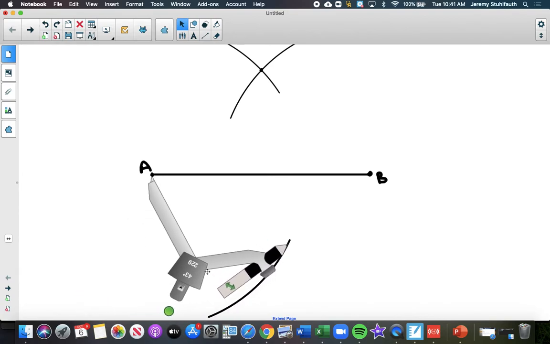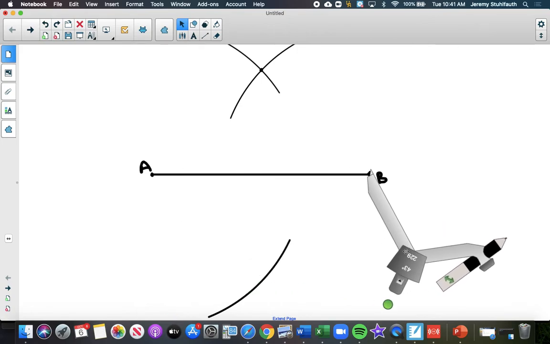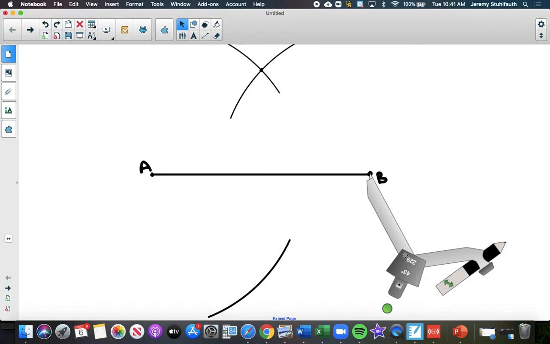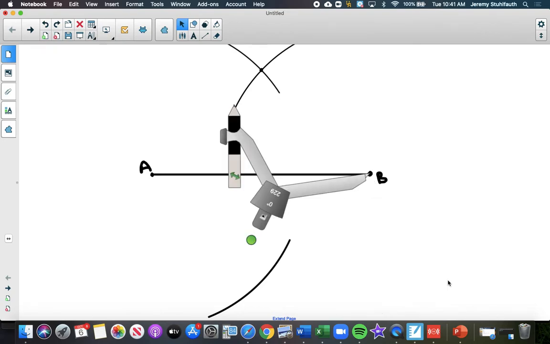And then we're going to take our compass and move it over to the other endpoint, again keeping our compass at the same length. We're not going to do any adjustment on that.